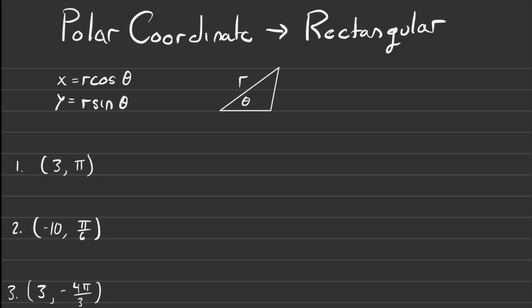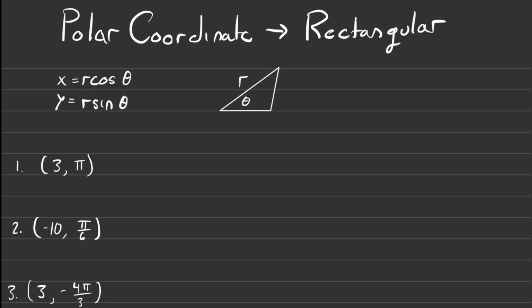In this video, I'll be sharing how to convert from polar coordinates to rectangular coordinates. Okay, so recall that x equals r cosine theta and y equals r sine theta. Why is this? Because r would be the hypotenuse of the triangle and theta is the angle given.